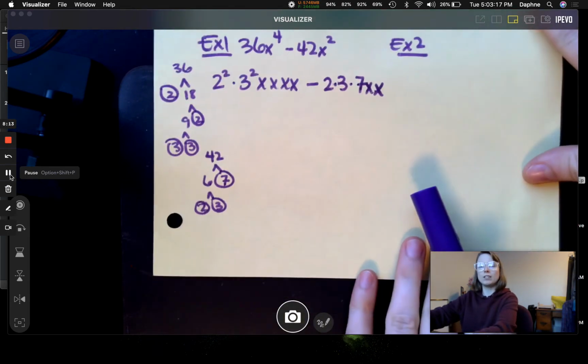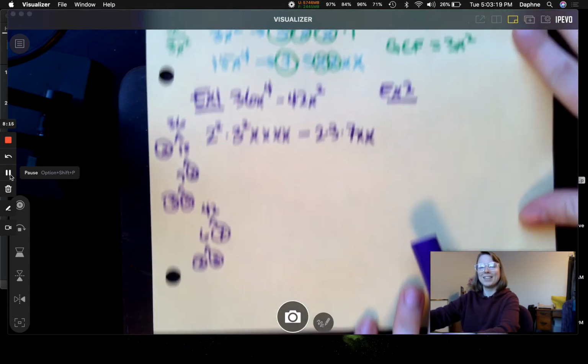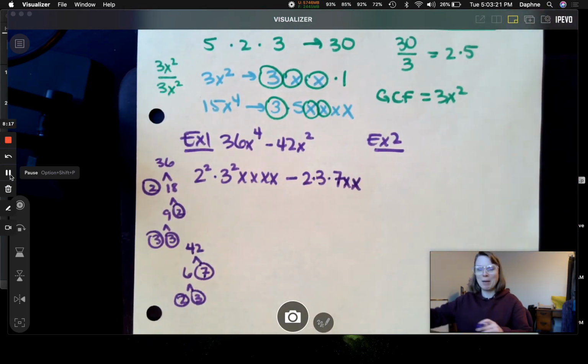Okay, I'll pause it up here. Then I'll move it down. The fan is blowing on my paper, so I didn't want it floating off the table.